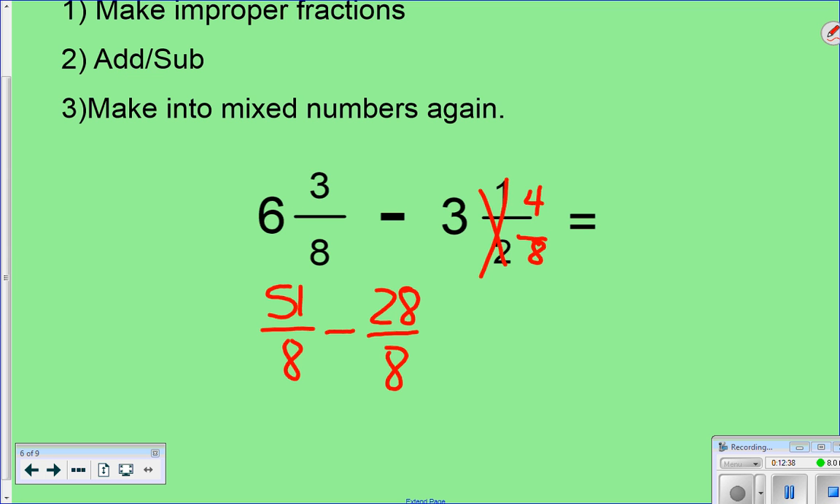So now I can subtract. Like normal, I know my bottom is going to be 8. Then I got to do this thing on the side, 51 minus 28.